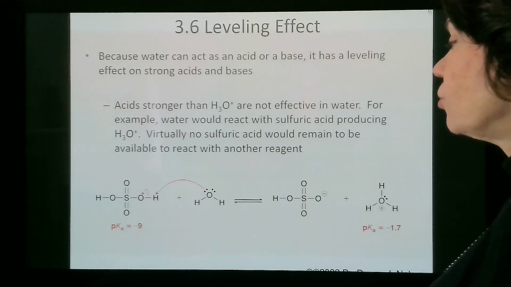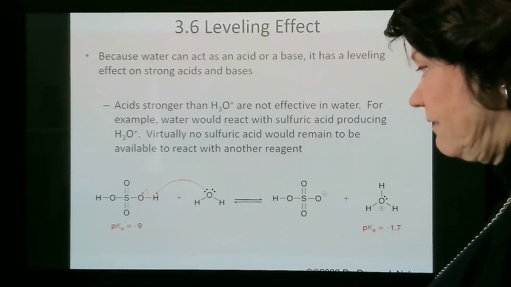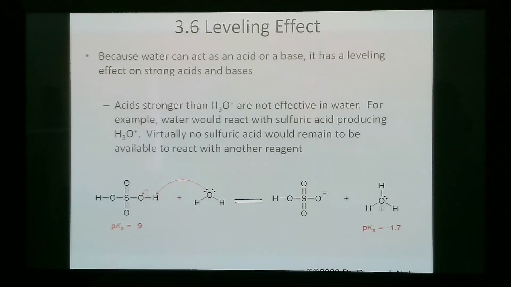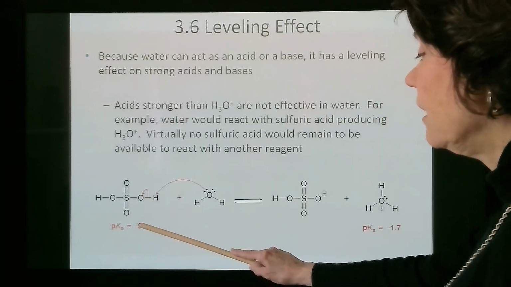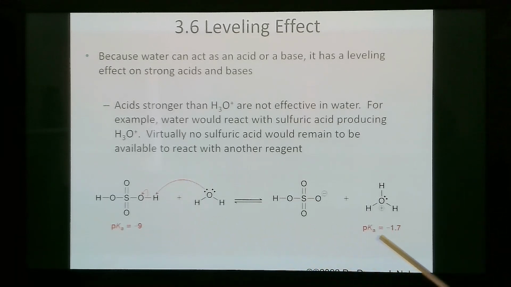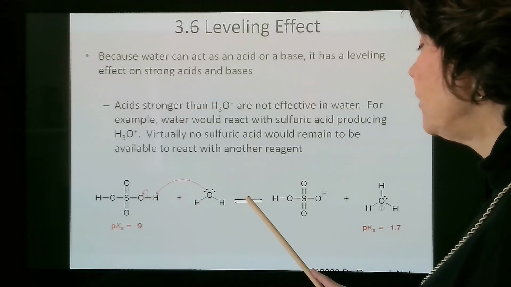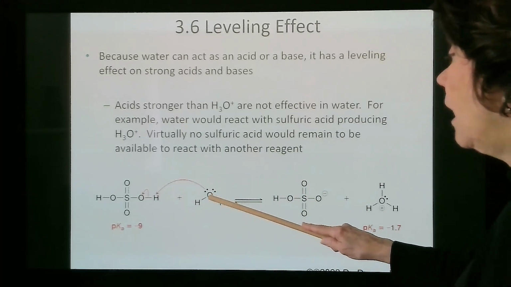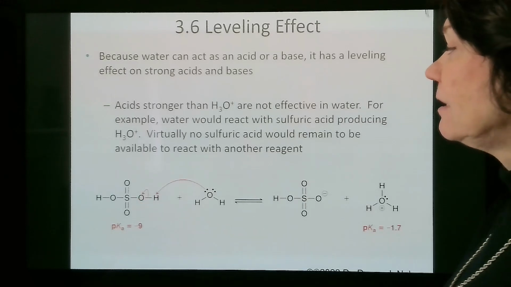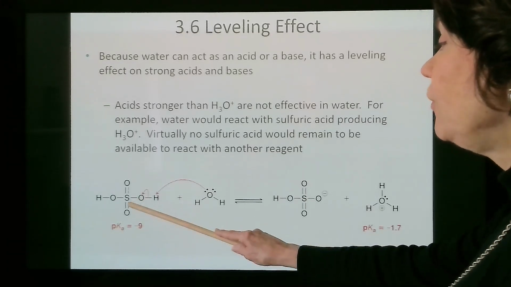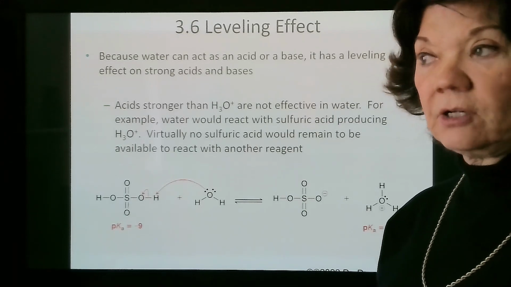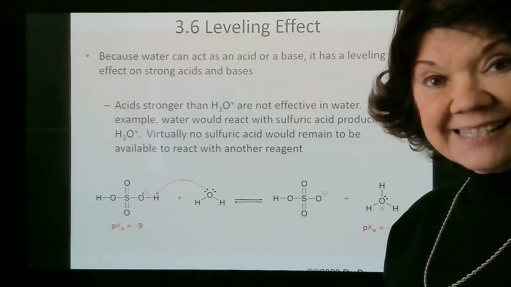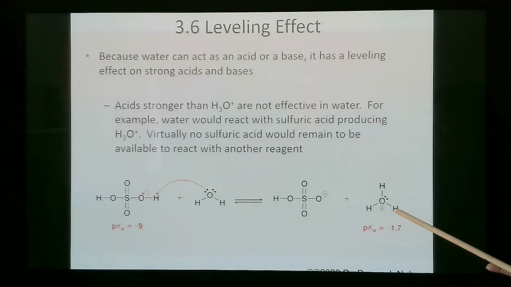So acids stronger than hydronium are not effective. This is not effective in water. So, for example, what happens here is that this is such a strong acid. Look at the difference here. It's 7 pKa values. That's too great a difference. And so this equilibrium is going to lie far to the right. This sulfuric acid is really going to protonate water, and you're going to have mostly hydronium, very little sulfuric acid. And so even though sulfuric acid has been added to the water, no sulfuric acid effectively exists anymore. This is the acid that exists.